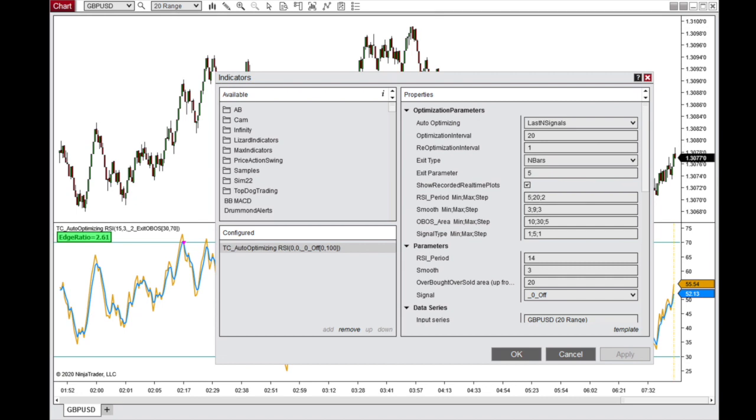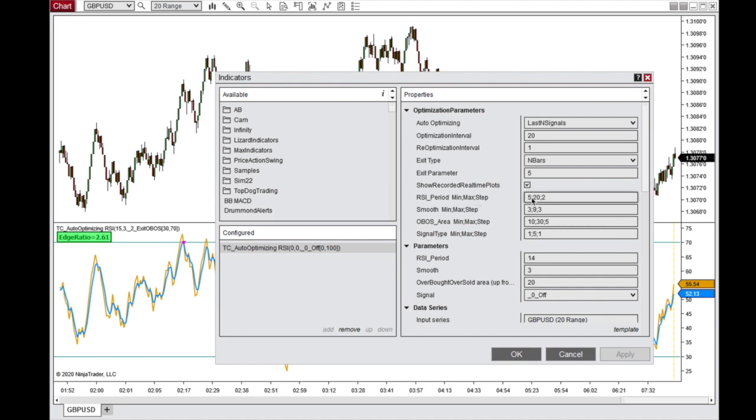Now I'll talk you through some of the other settings. Show recorded real-time plots will leave a faint grey plot or plots of the indicator and the signals that have happened in real time with a certain optimization, so that when it re-optimizes and draws all of the indicator again, you don't lose what's happened, and you can see, if you were trading, why you took the trade you did at the time, 30 minutes ago or whatever.